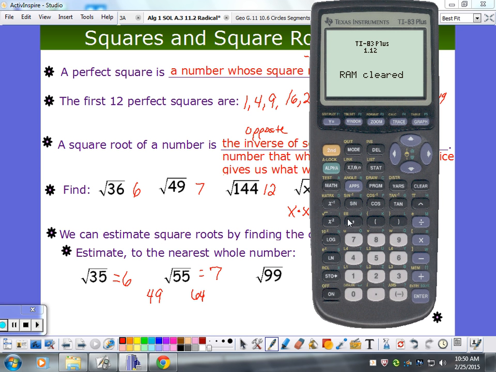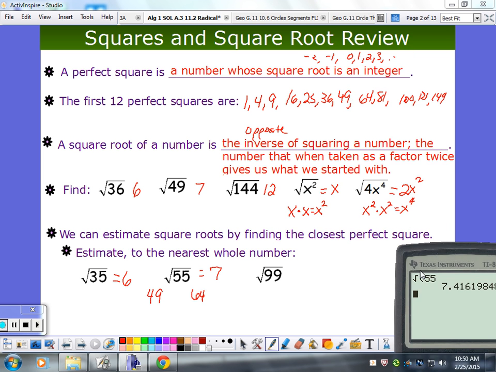Squared, you go 7 up 1 left. See that x squared? There's a square root there. And then you can put in 55, and you can see, round this number to the nearest whole number instead. But it was close, right? That one was a little bit close.